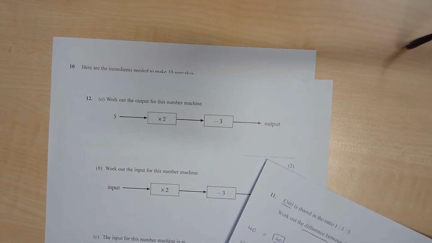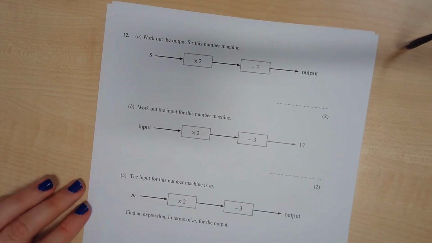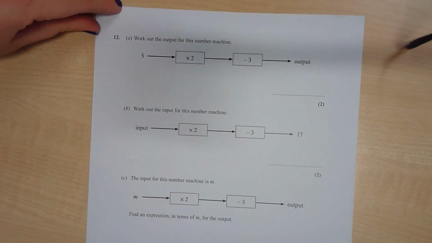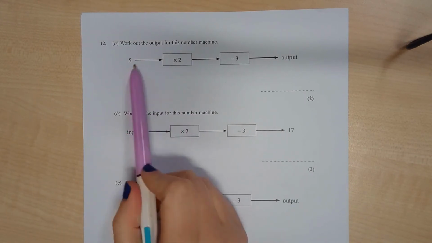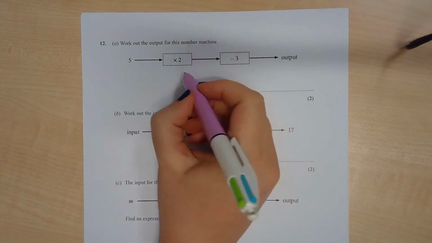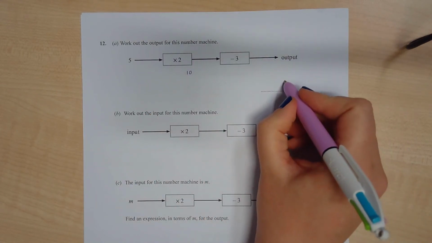And then question 12. Okay, so we've got some function machines. Let me just straighten them out. So work out the output for the number machine. So if I put 5 in, and multiply it by 2, which gives me 10, take away 3 gives me 7.